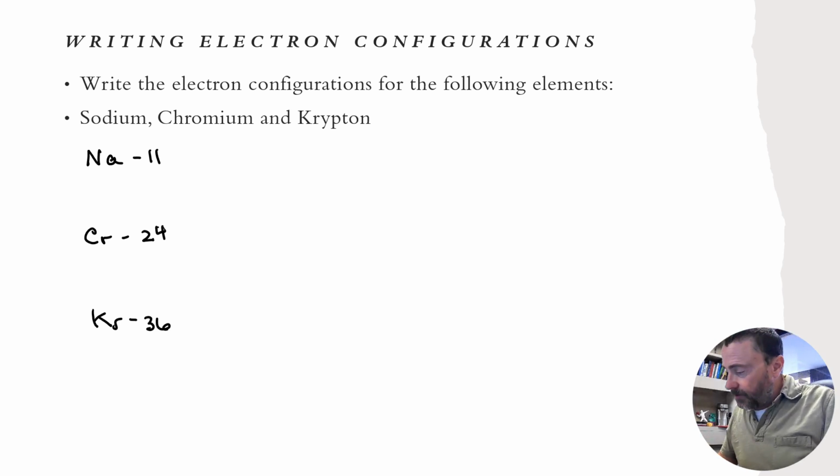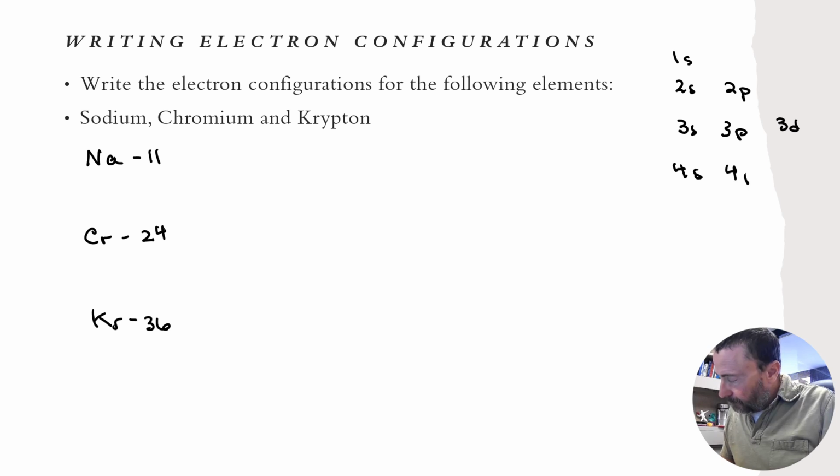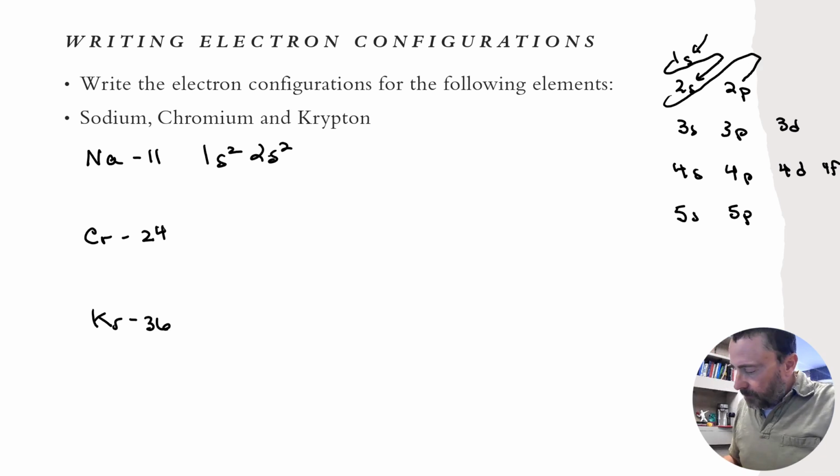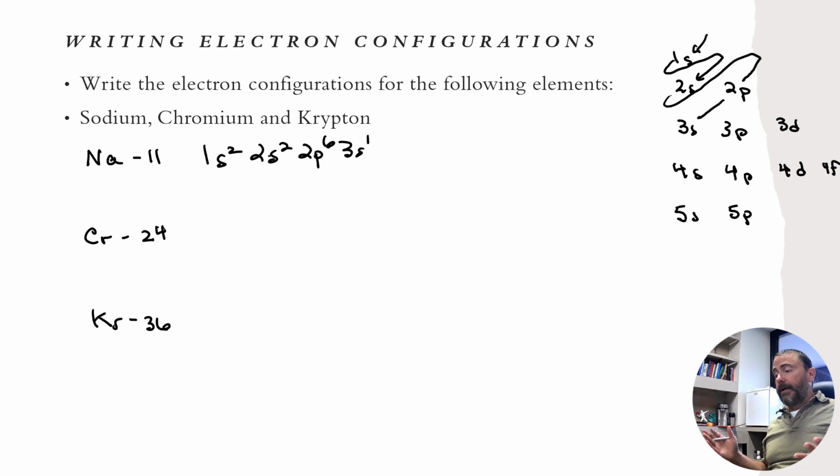Okay, so depending on what you like to do, all right, I'm going to use this one just because it's right here. So I'm going to go 1s2, 2s2. So we've used up 4, 2p6. All right, so that's 10. I'm going to get to 3s. And we only have one more to put in, so that's a 3s1.